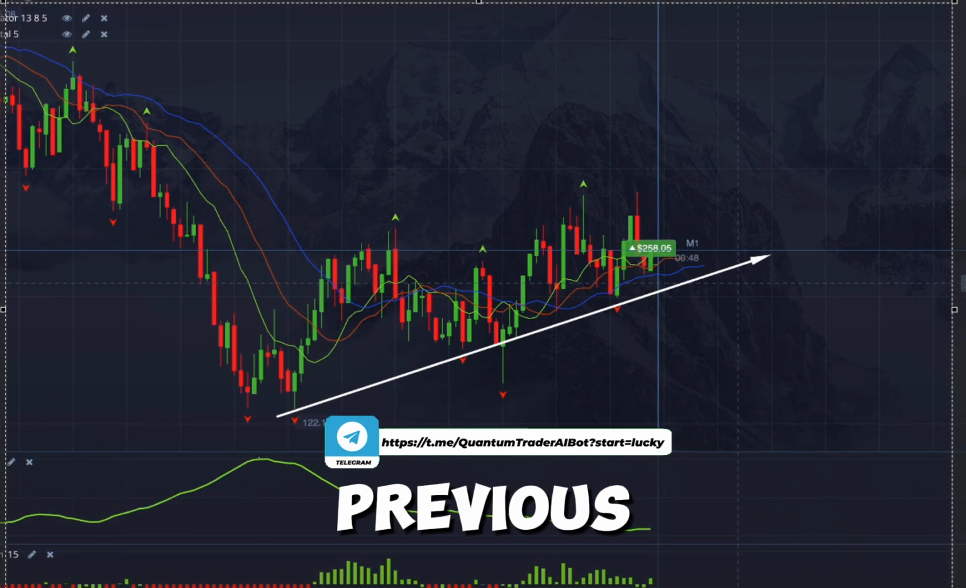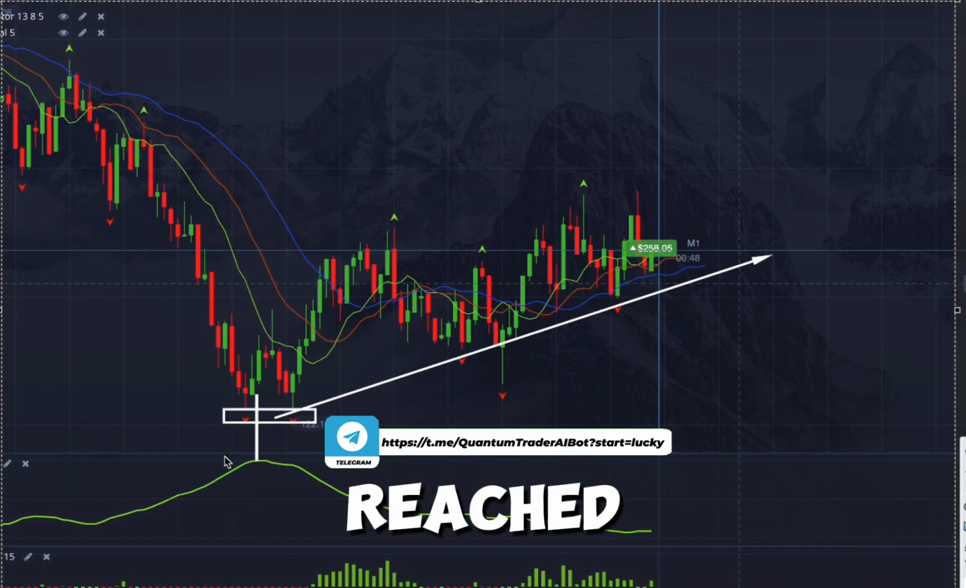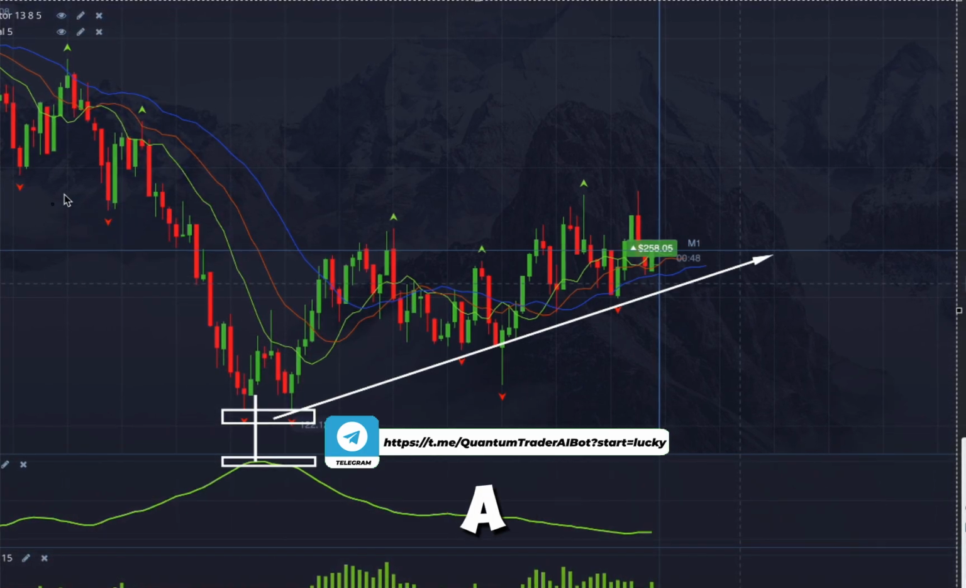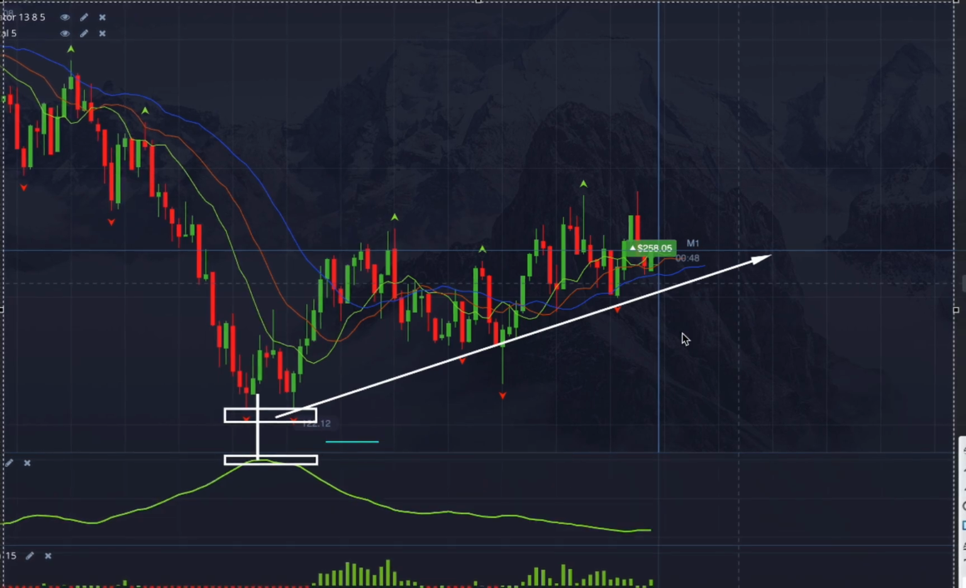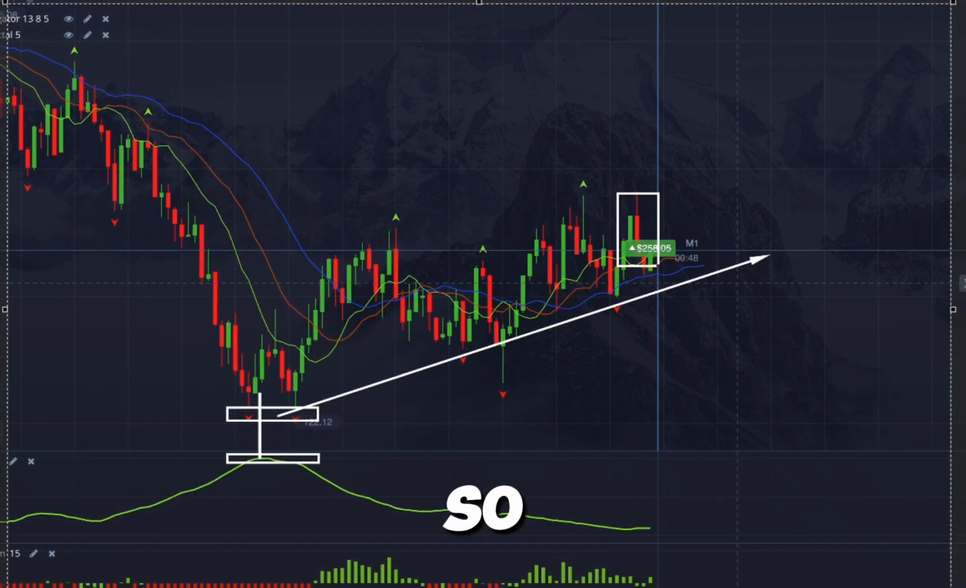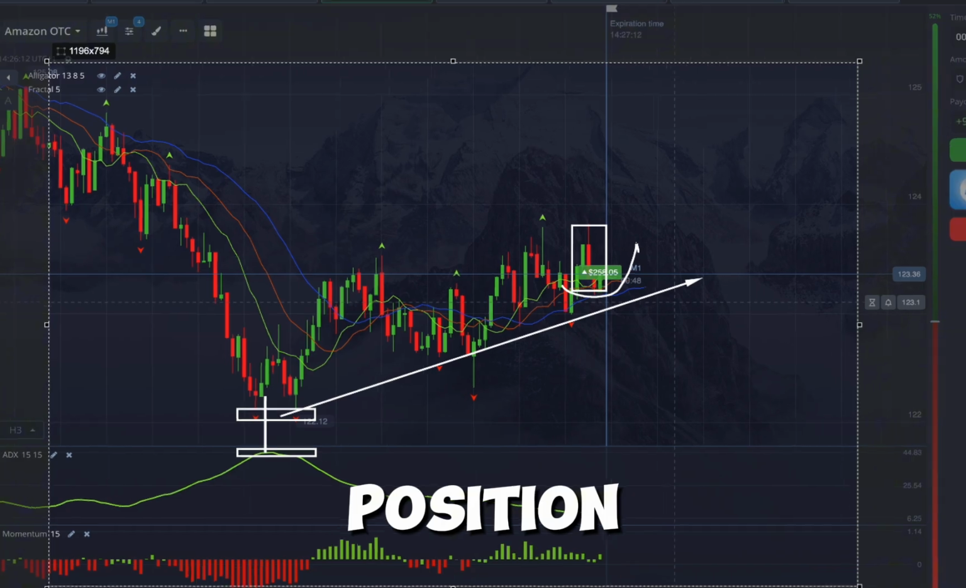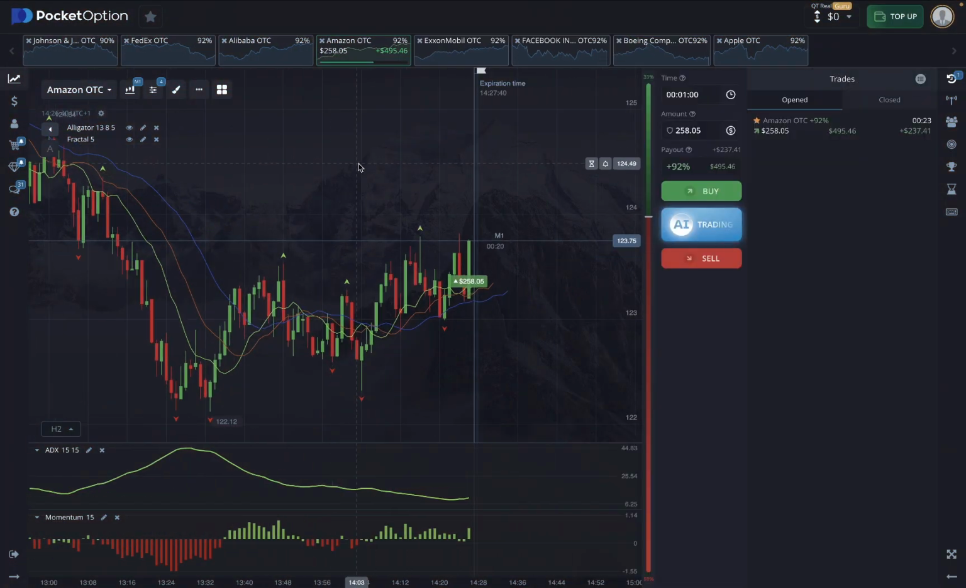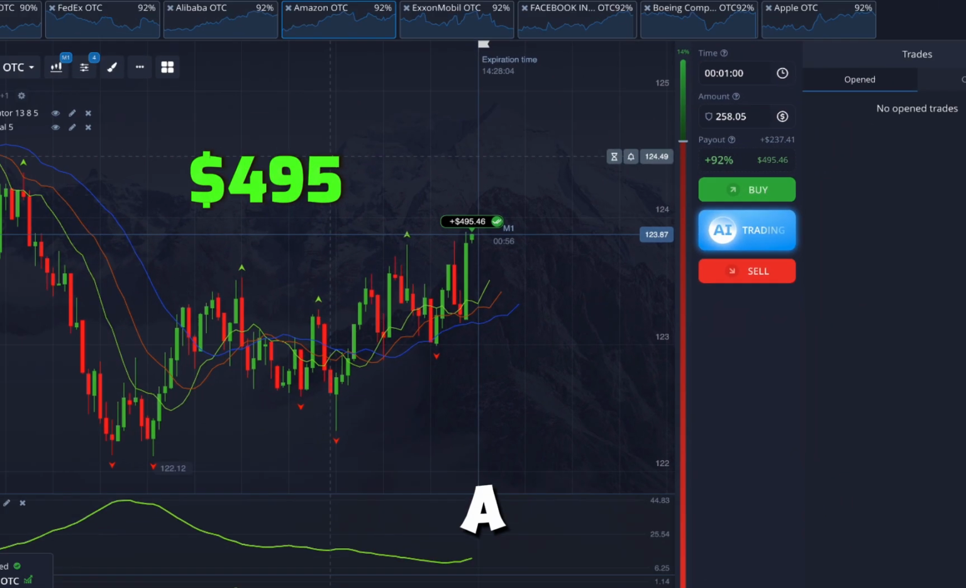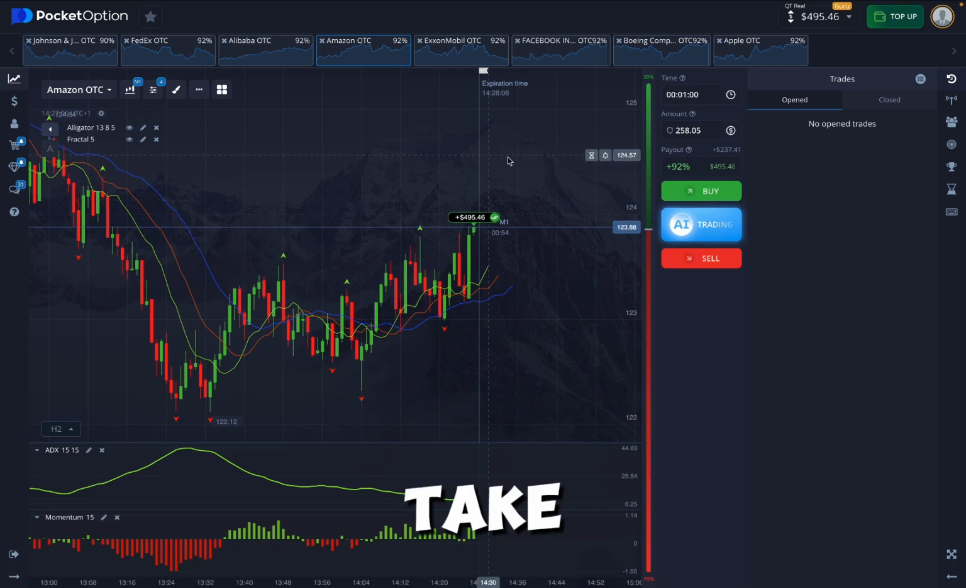Just like in the previous trade, ADX reached its maximum and starts to show a reversal in the dynamics. Earlier, it was downward, so after this pullback, we can open a position on the upside. And as you can see, we had a very strong close. Let's take the next trade.